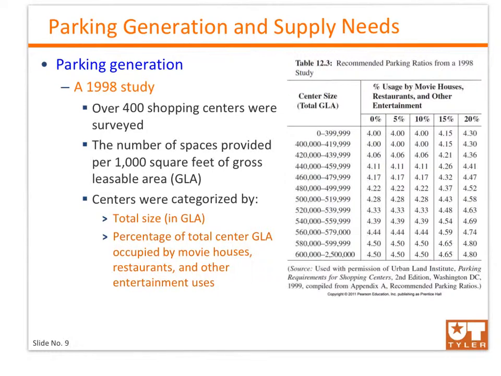The difference, again, as you can see all the time, starts from, for example, here, if we have a huge center that has, for example, 2.5 million GLA, so if I have no entertainment activities, it's 4.5 for every 1,000 square feet of GLA, while if it's 20% it's 4.8. Huge difference. Again, here you may think it's just a 0.3 difference, but by the time you multiply by how many thousands you are having, this is going to make a huge difference in the number of parking spots that need to be generated.